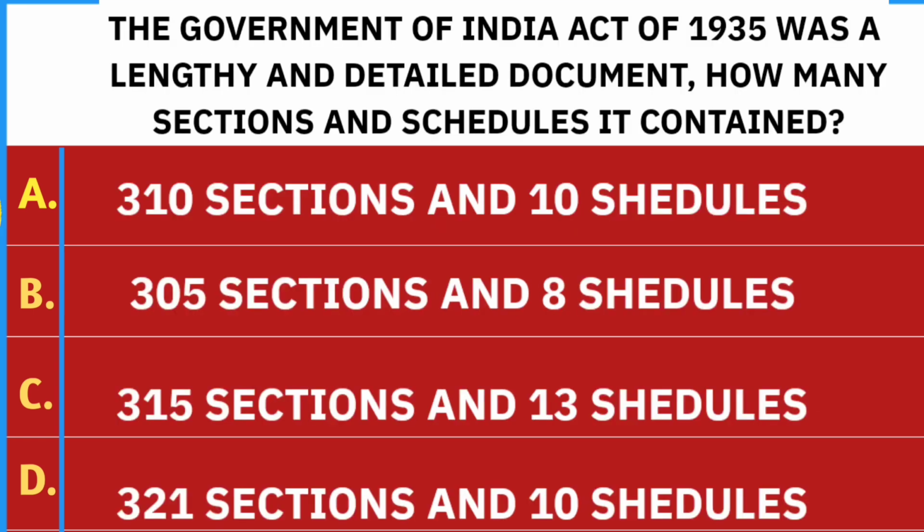1930. The Government of India Act of 1935 was a lengthy and detailed document. How many sections and schedules did it contain? The right answer is D. 321 sections and 10 schedules.